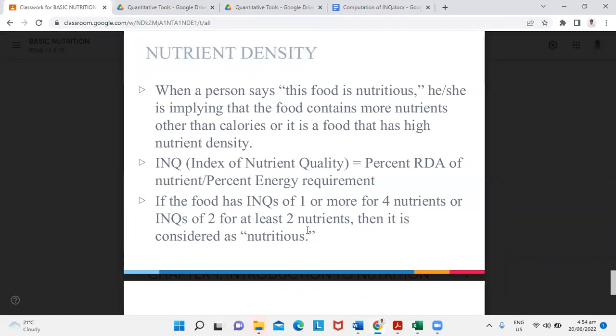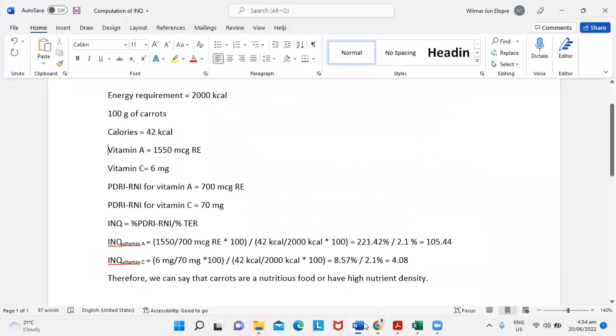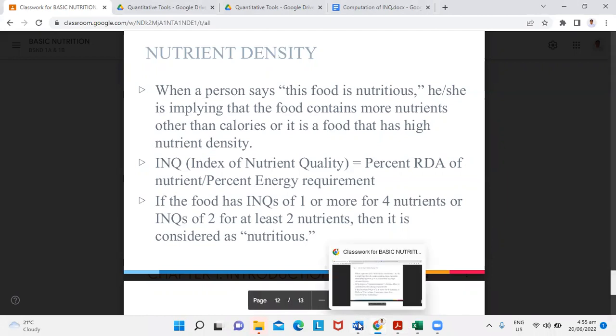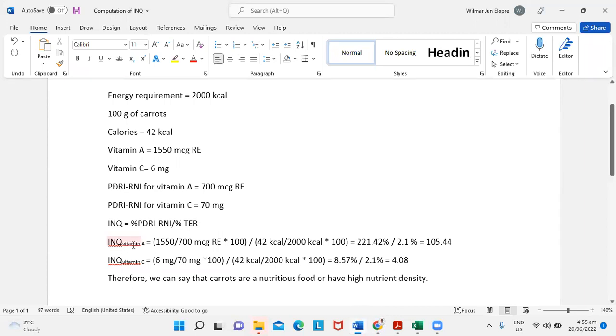Actually, we can start with any nutrients for the determination of INQs. The example I set here is vitamin A or vitamin C. Let's confirm whether the INQ of carrots for vitamin A and for vitamin C reaches at least 1. If the INQ reaches 2 for at least 2 nutrients, then that food can be called nutritious. That means if the INQ for vitamin A and for vitamin C is at least 2, then we can consider it nutritious. Let's see if its INQs for these nutrients reach 2.